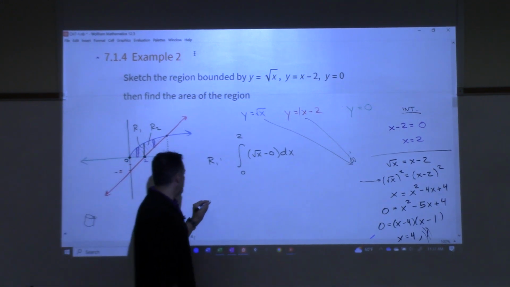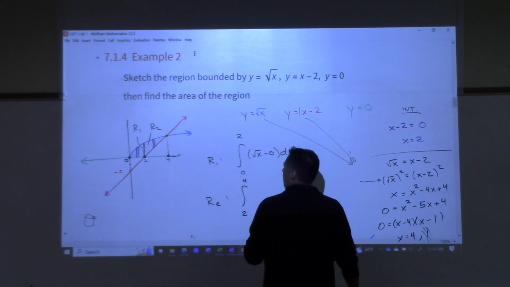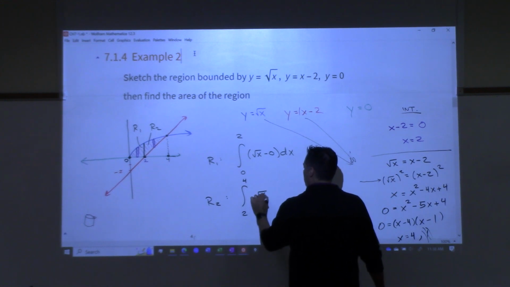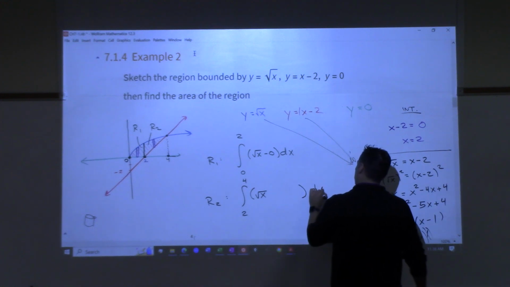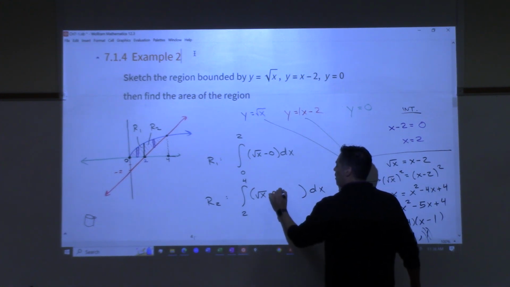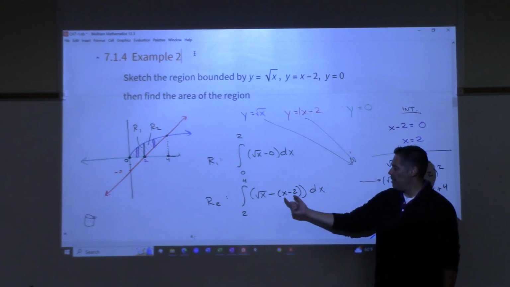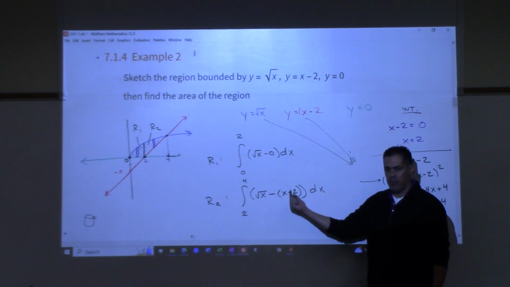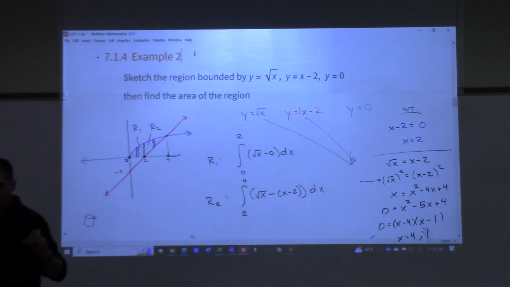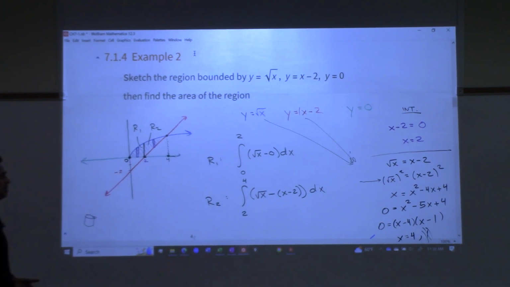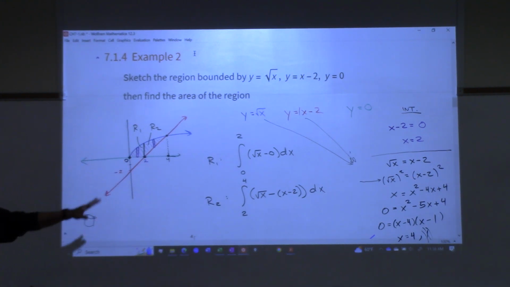Yeah? And then for region 2, the integral goes from 2 to 4, right? The top function there is the square root of x. What's the bottom function? X minus 2. So I'm supposed to subtract that, right? I'm supposed to subtract, be real careful here, x minus 2. Top function minus bottom function. In parentheses, you have to have parentheses because that negative would have to distribute through. And do y'all feel like y'all could do those and get numerical values for each of those? Yeah? I leave it to you, that you could work those out the rest of the way.